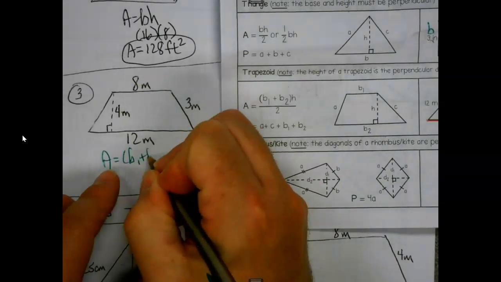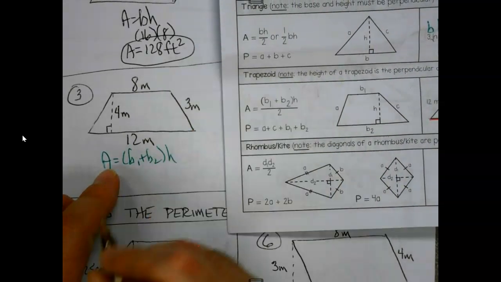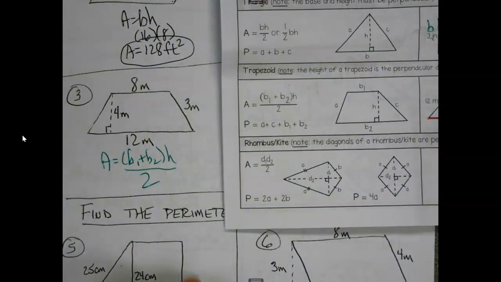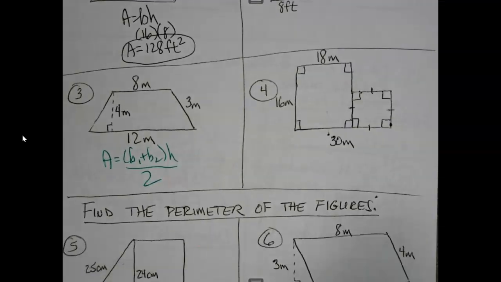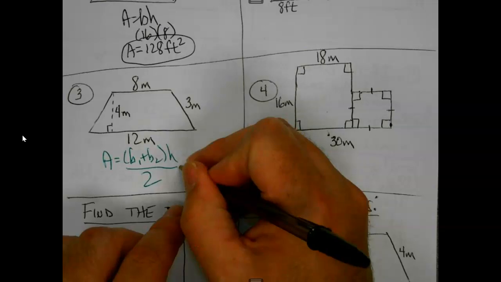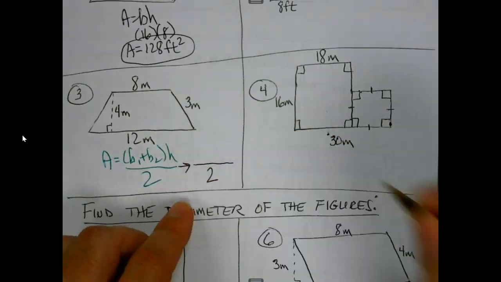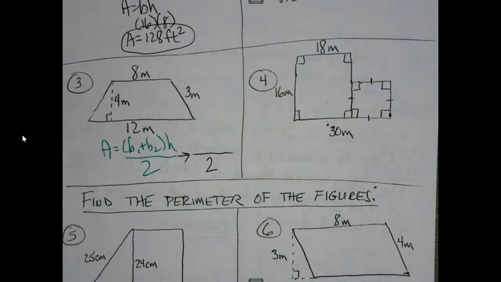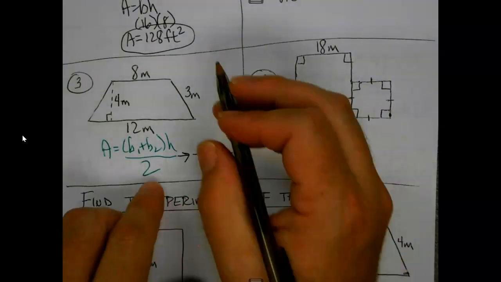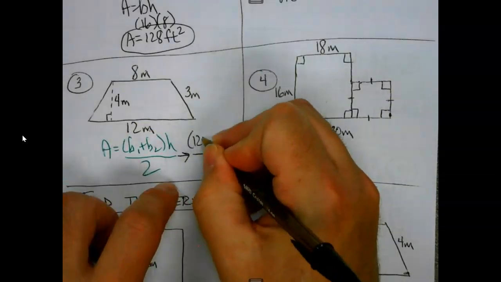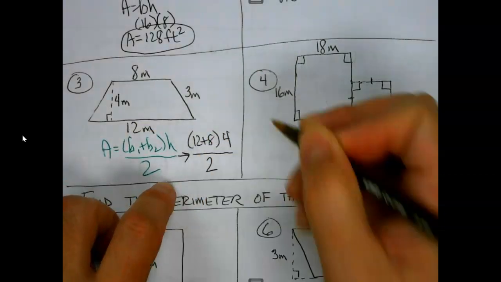So I'm just going to write my formulas when I'm doing these, just in case you're looking later and you're like, okay, where's he getting that from? Okay, here's our formula. So where are my numbers going to plug in? I'll supply the 2. Okay, 12 and 8 are my bases. And 4 is my height.